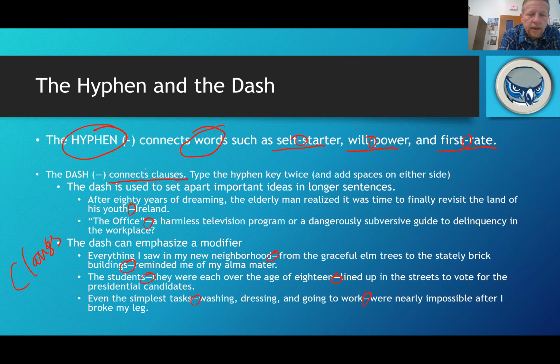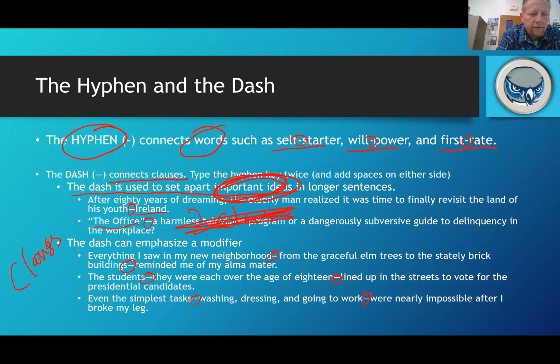You will also want to say that a clause is typically, and here's where we make a little bit of exception, like Ireland is not necessarily a clause. What we're using the dash to do is set apart important ideas in a longer sentence. After 80 years of dreaming, the elderly man realized it was finally time to revisit the land of his youth, dash Ireland, or The Office, dash a harmless television program. So it's not that these are connecting two clauses in this first example. They're not. They're connecting important ideas, all right?